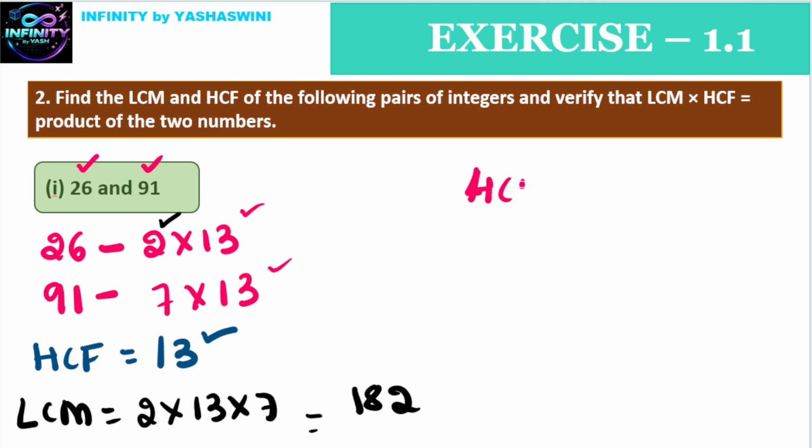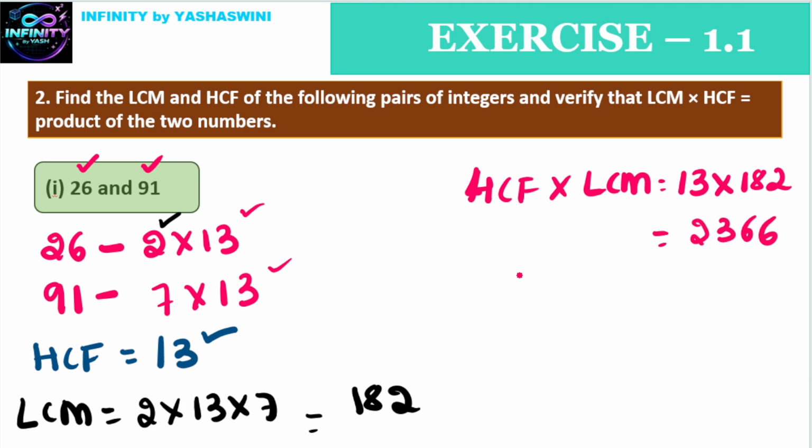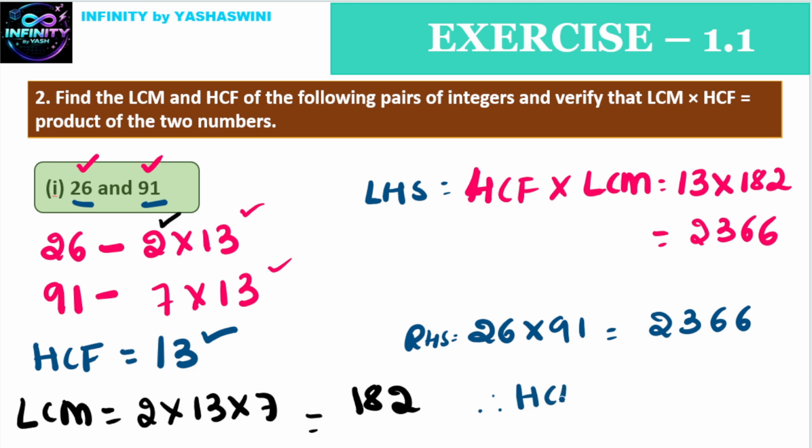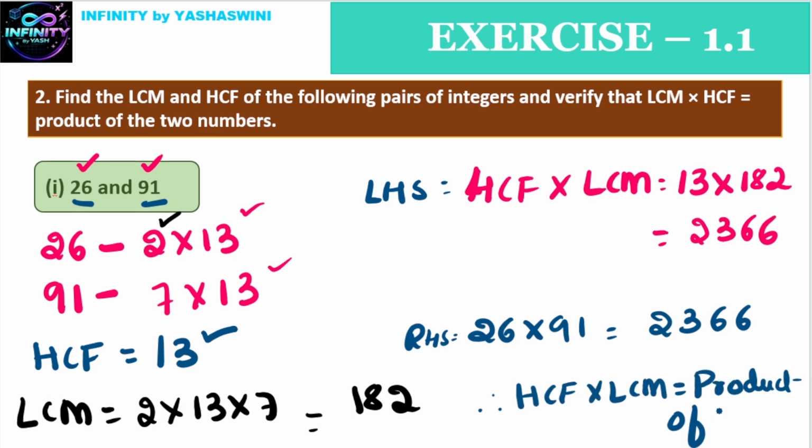First, we'll find HCF times LCM. HCF is 13 and LCM is 182. If you multiply HCF and LCM, 13 times 182 is 2366. So this becomes our LHS. Now we'll move on to the RHS, that is the product of two numbers. So 26 into 91. This is LHS and it is RHS. Therefore, we can say HCF into LCM is equal to the product of two numbers.